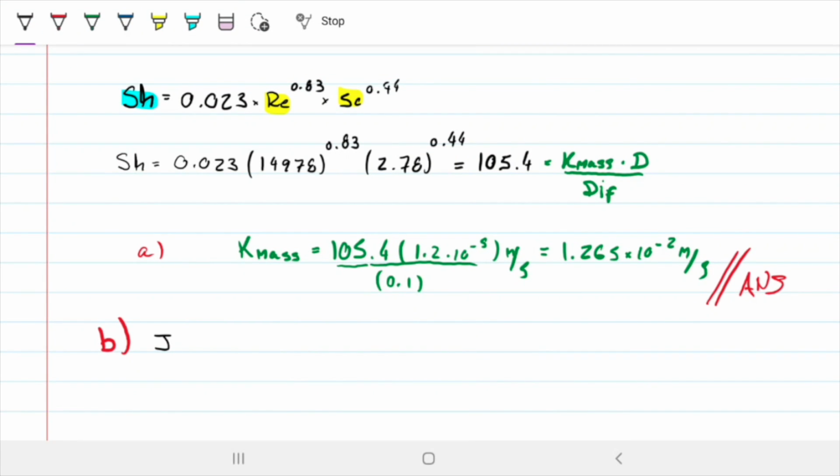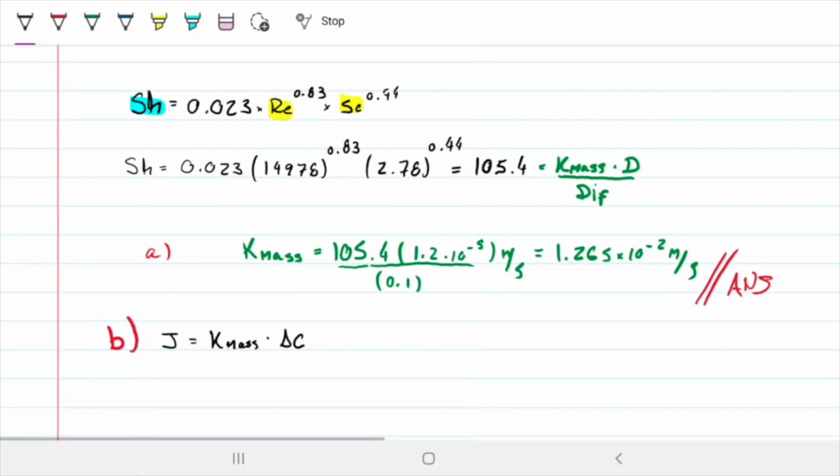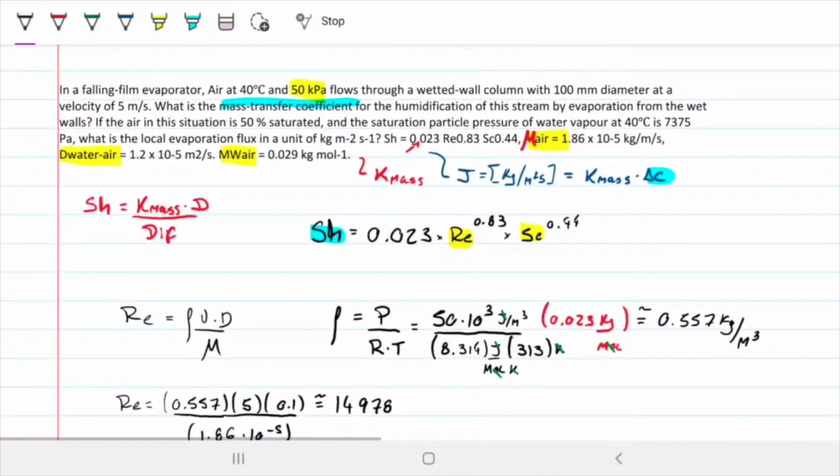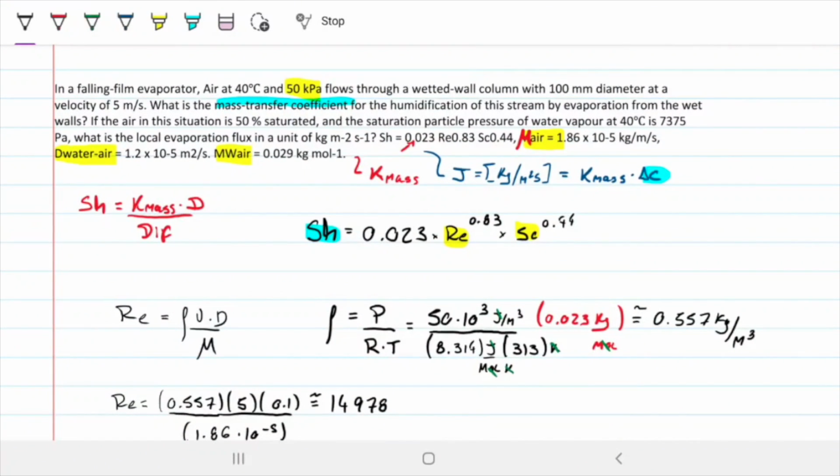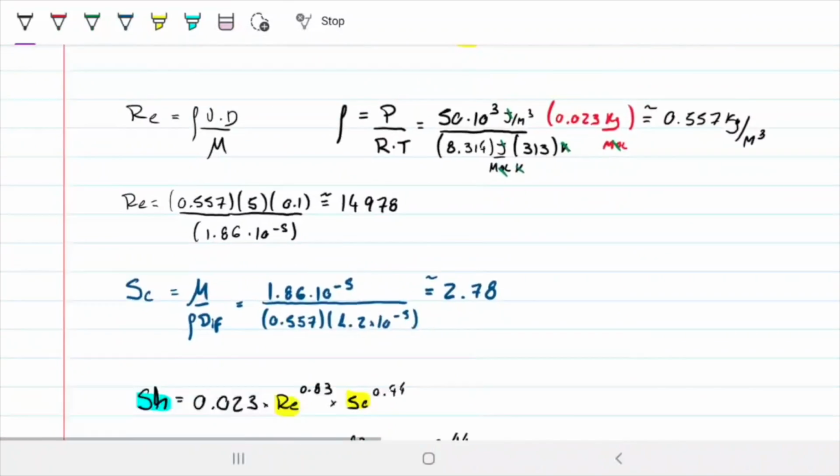For part B, we're looking for J, and that requires us to multiply the K that we just found by the concentration gradient. We were given that the air saturation is 50%, and the water vapor pressure is 7,375.